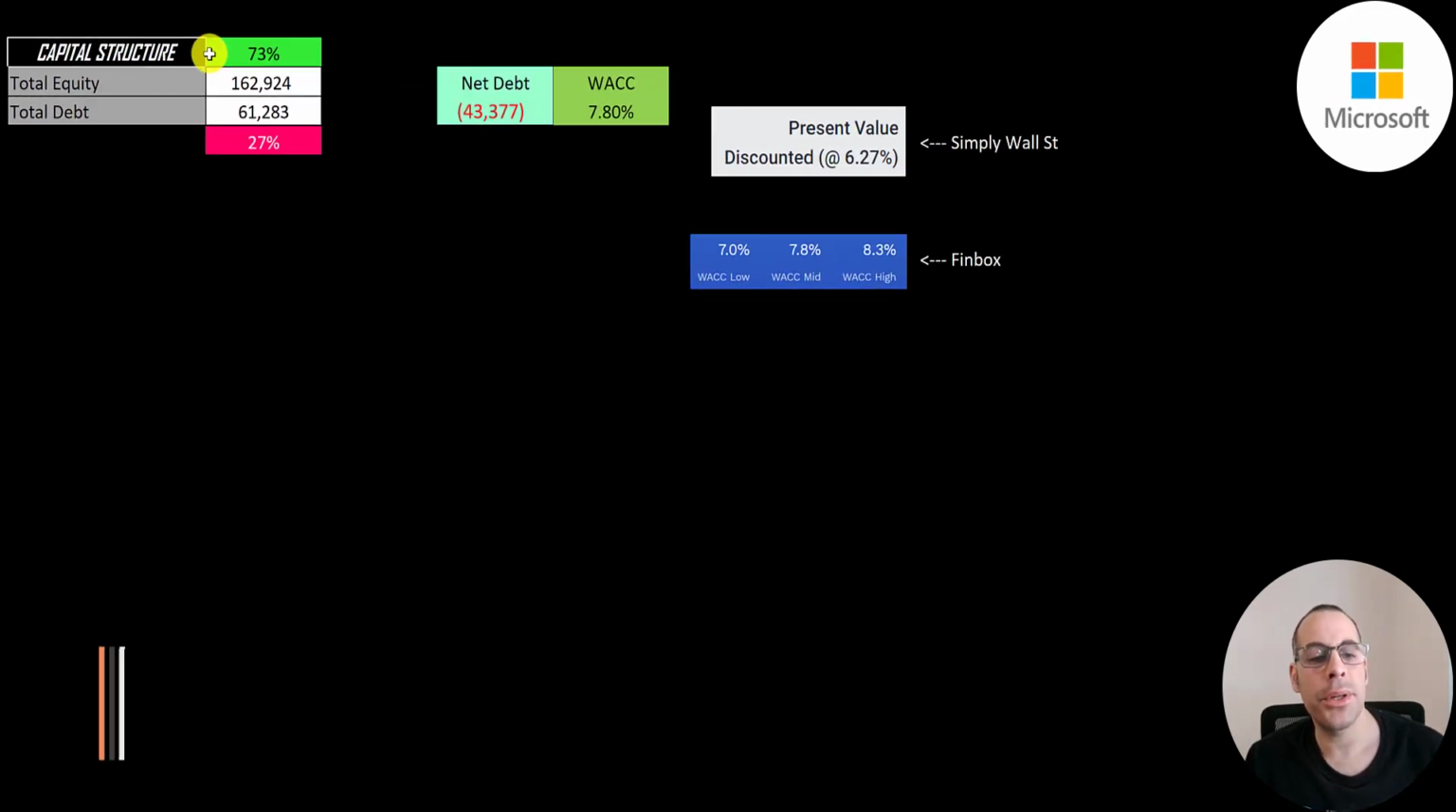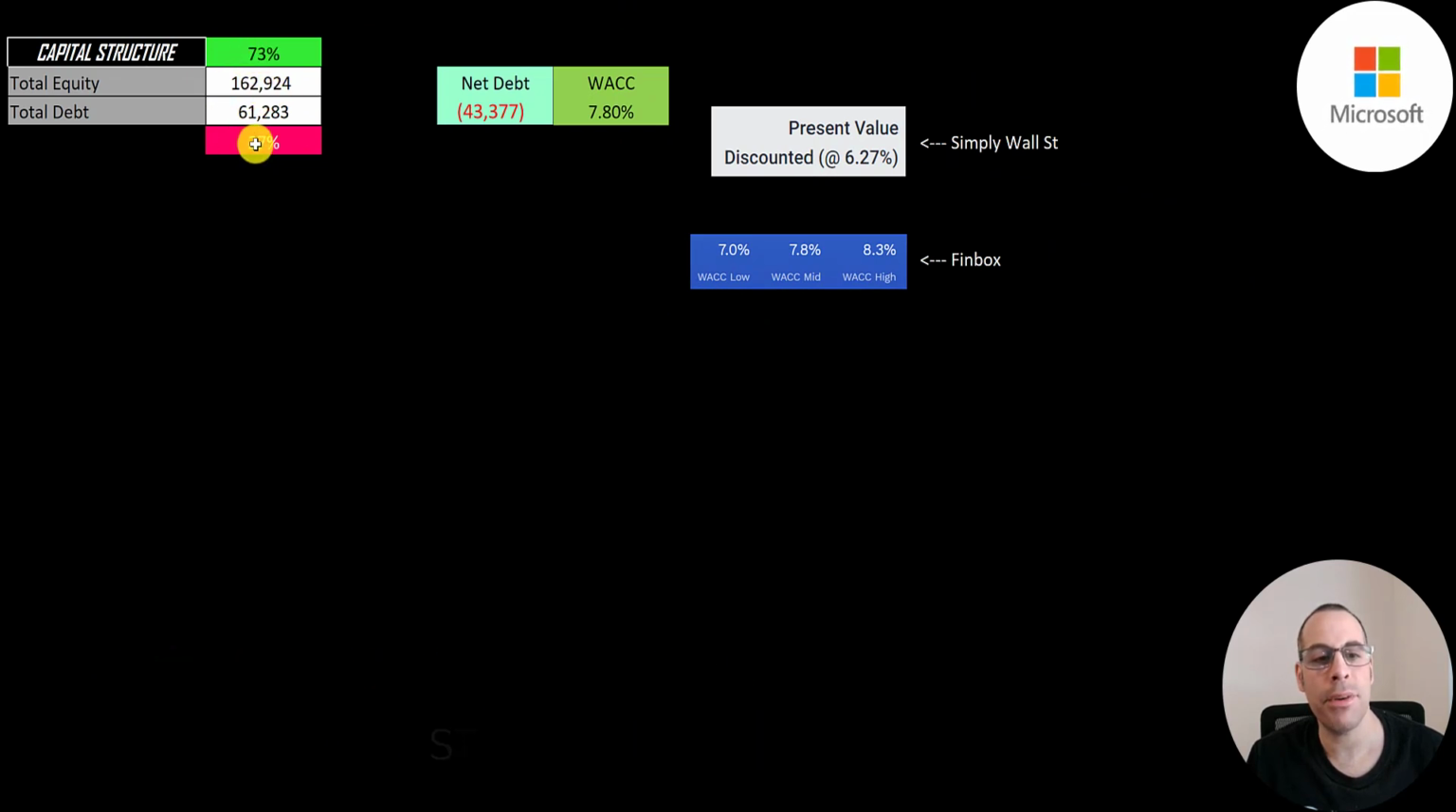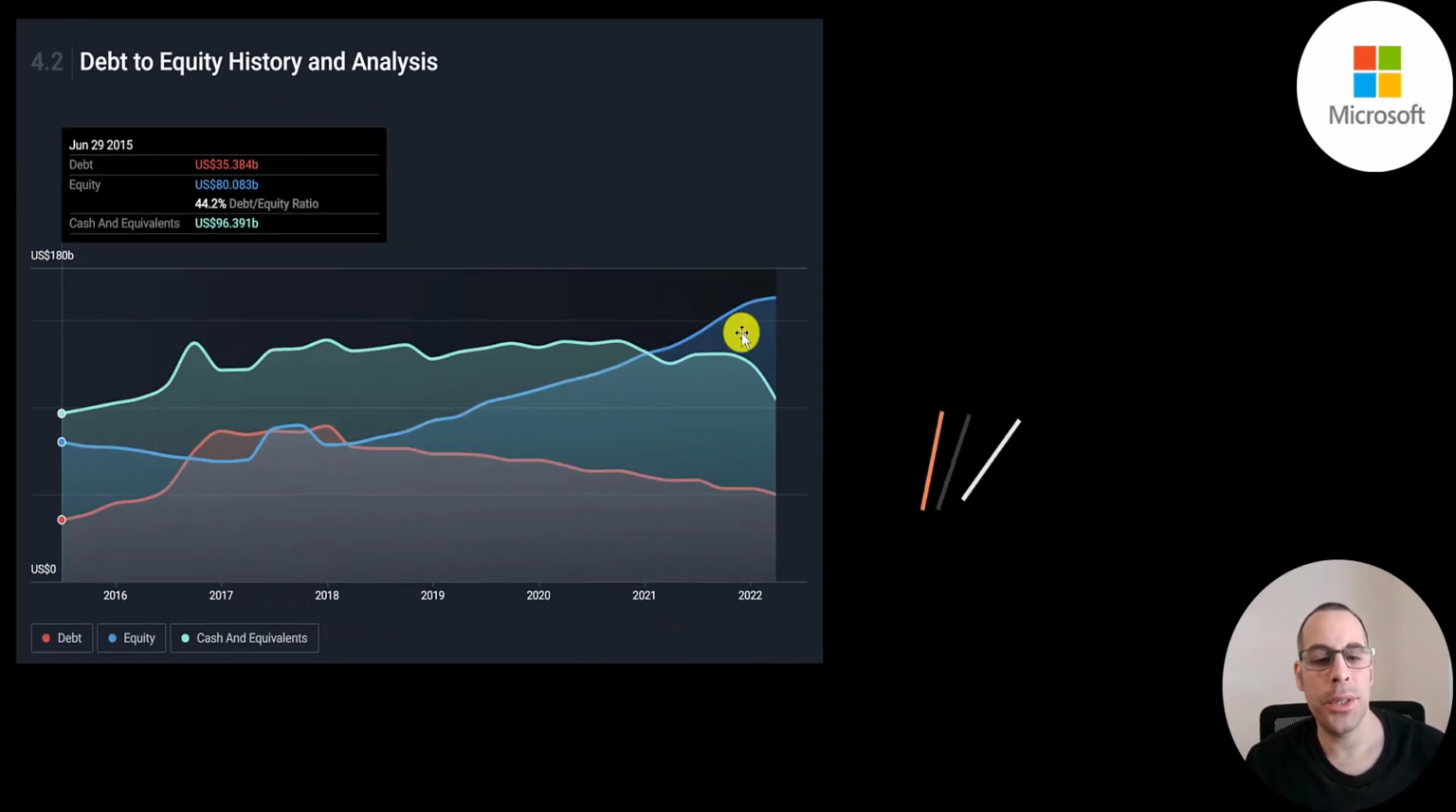Let's look at the capital structure. $163 billion of equity, $61 billion of debt. They're 73% equity, 27% debt. But they could pay off all the debt with the cash on their balance sheet and still have $43 billion of cash left over.